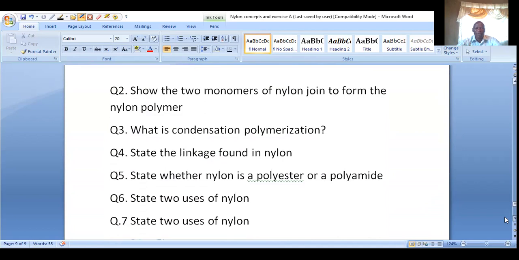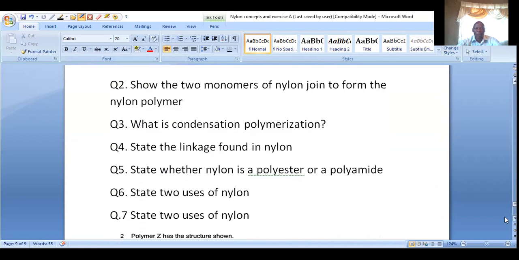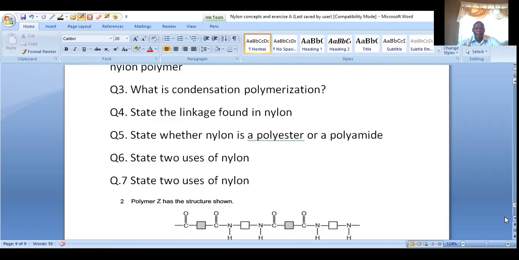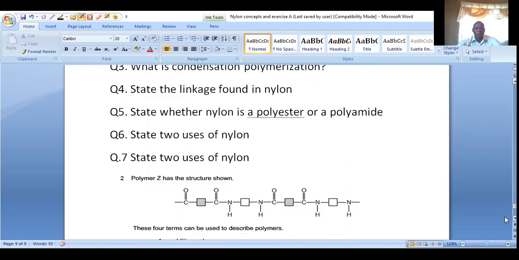Question 3, what is condensation polymerization? State the linkage found in nylon. State whether nylon is a polyester or a polyamide. State 2 uses of nylon. This is a repetition, so we can cancel 1 there.